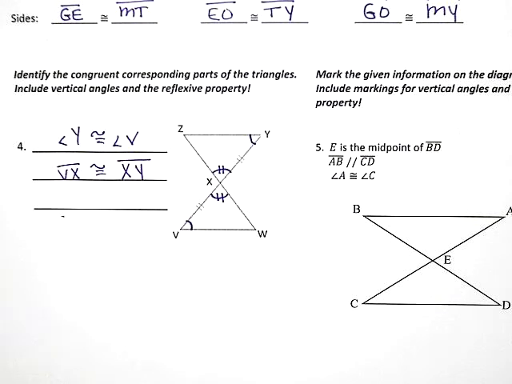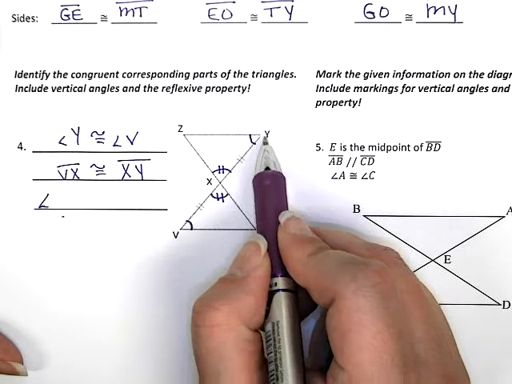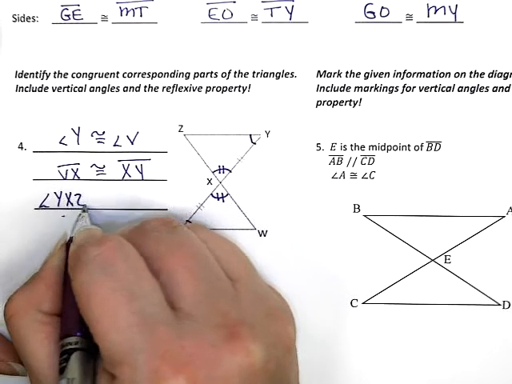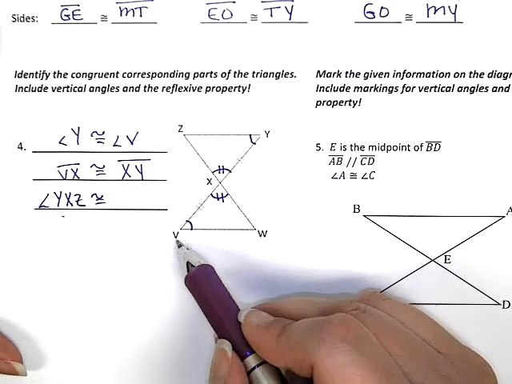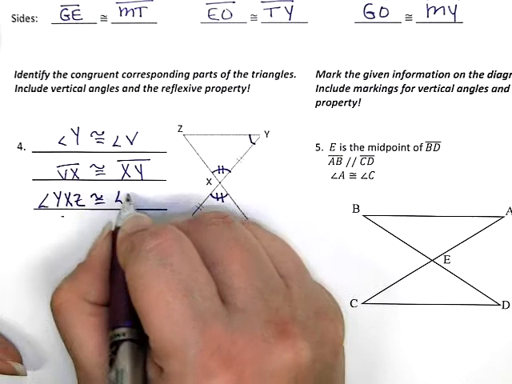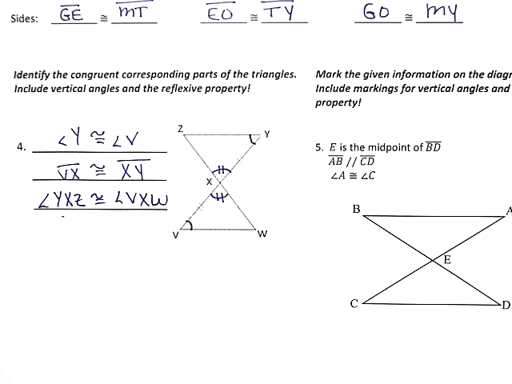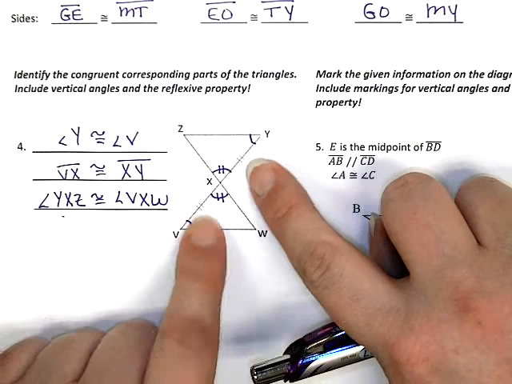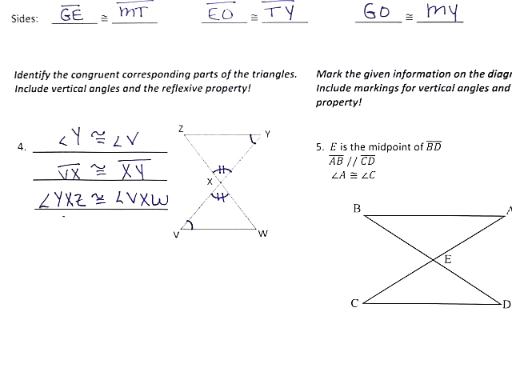So please make sure you name your vertical angles correctly. Let's start at Y. So angle YXZ is congruent to angle VXW. And that's all it is. All right, we were given these ones, they were already marked. We were given the segments, they were already marked. We just had to pull those vertical angles and get that they were congruent to each other.